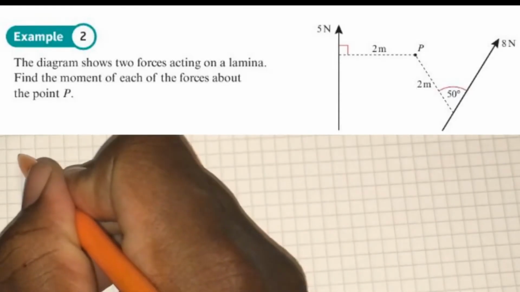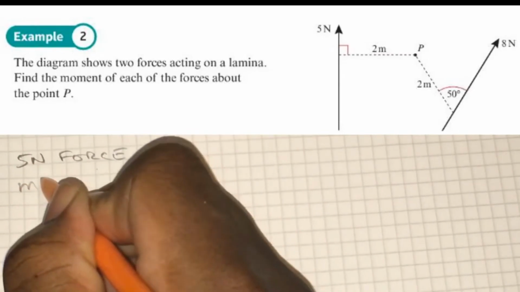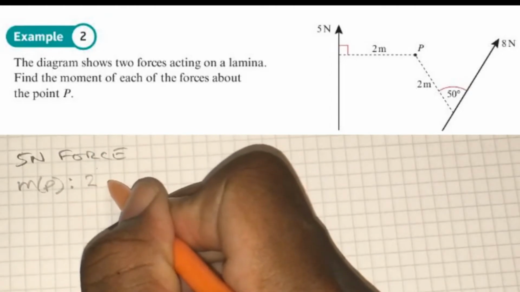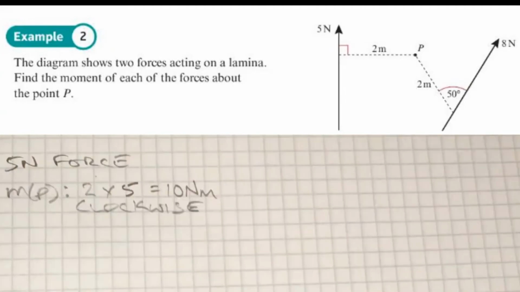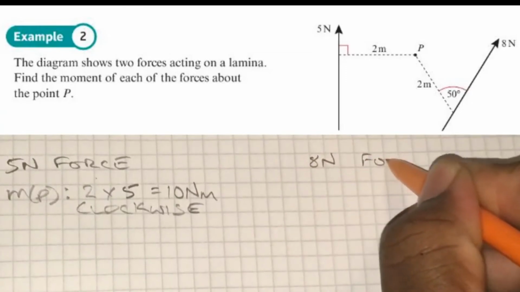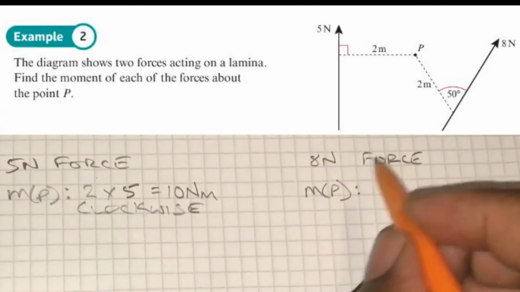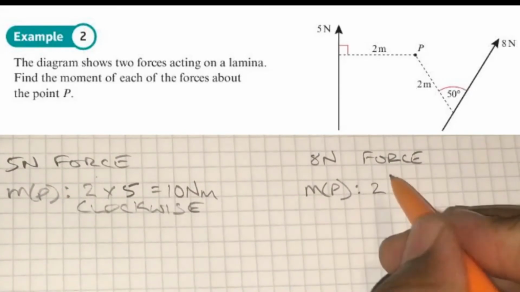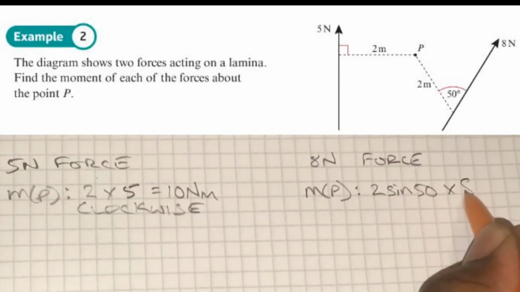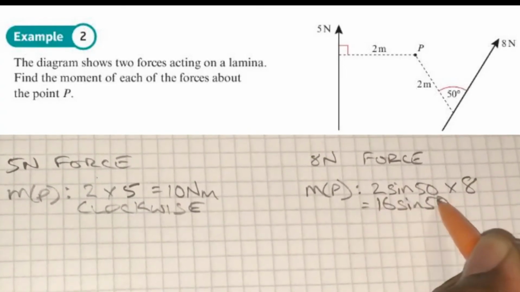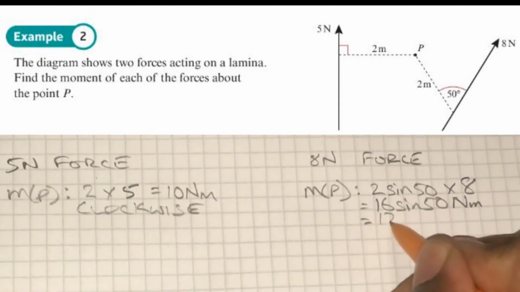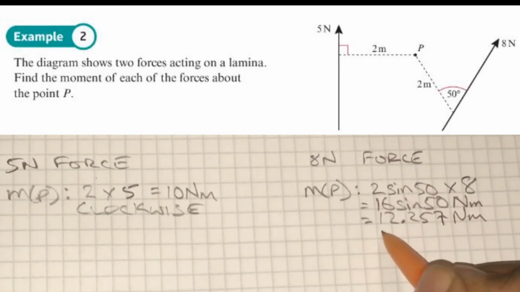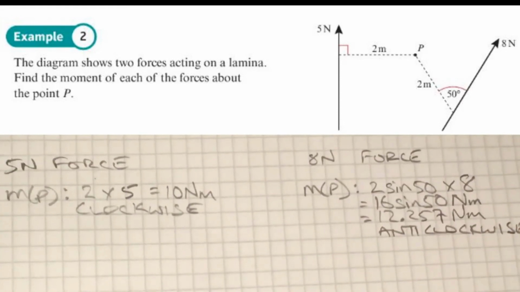In this question, we're asked to find the moment that each of these forces will produce. For the 5 Newton force, quite straightforward, gives us 10 Newton meters. And for the 8 Newton force, once again, using that standard format for the perpendicular distance, it's going to be 2 sine 50 multiplied by our 8 meters, and this one's going to be anti-clockwise. So altogether 12.257 Newton meters anti-clockwise.